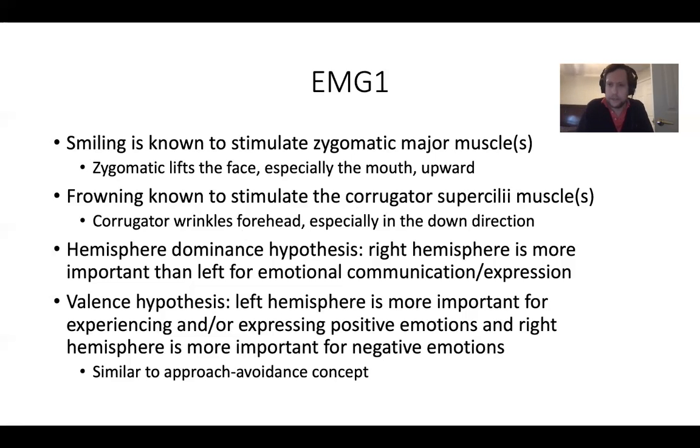So these are two muscle groups, the zygomatic and the corrugator, which map on to two different emotional expressions, happiness and sadness primarily. And so that's the basic background information. Here's where we're getting to the theoretical motivation for the study.